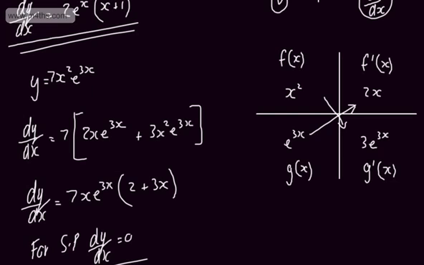So that's a nice straightforward example of where we have an algebraic function and then an exponential function where we have a function of a function. Let's do another one. Let's say we have y is equal to 4x to the power of 5 multiplied by the natural log of 3x.